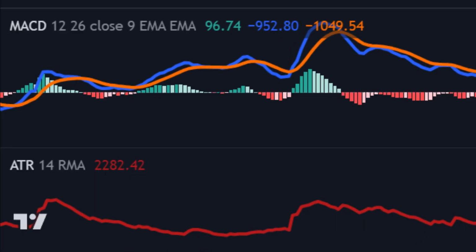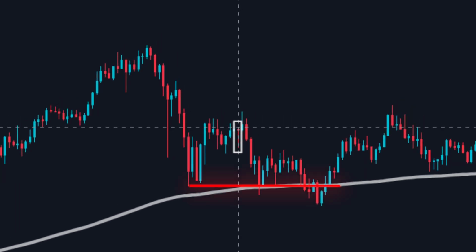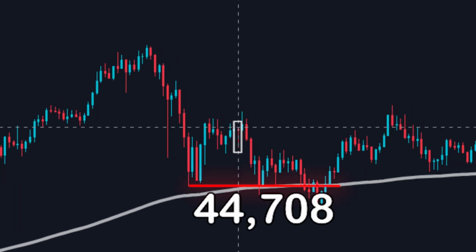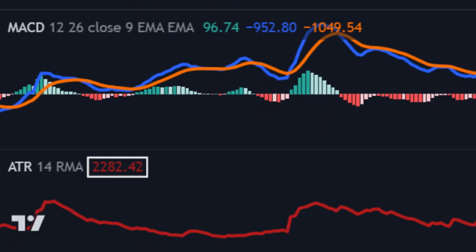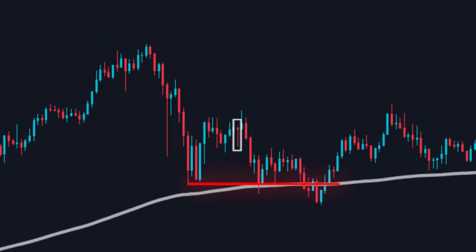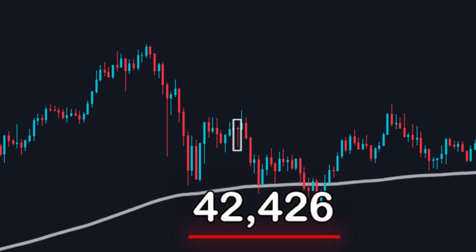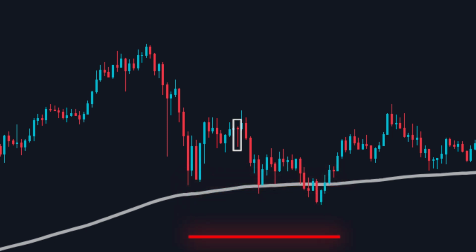In this trade, a new trader would have set the stop loss on Bitcoin at 44,708, but an experienced trader would use the ATR value of 2,282 and subtract that from the stop loss value, making the actual stop loss 42,426. As you see here, you would have won this trade because of the addition of the ATR indicator, which takes into consideration the market volatility.